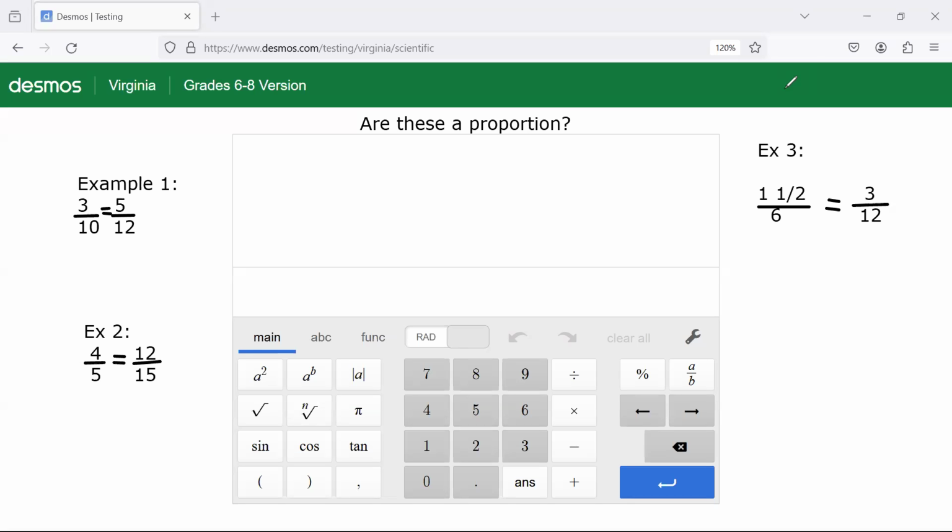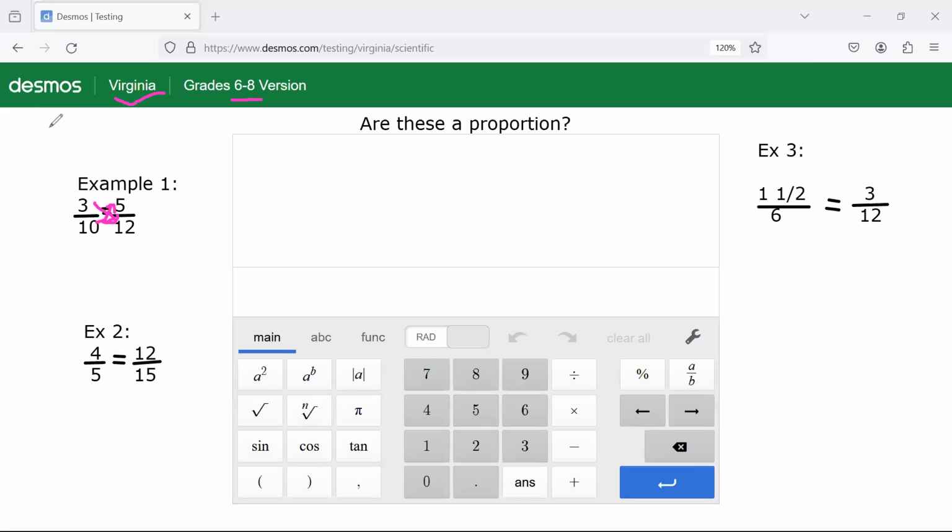All right, so this is a video on how to do proportions in the calculator. This is the Desmos calculator specifically for the state of Virginia and for students in grades 6 through 8. So first thing with the proportions is maybe your teacher is going to ask you to use cross product. And so if your teacher's asking you to use cross product, this is where you're multiplying across.